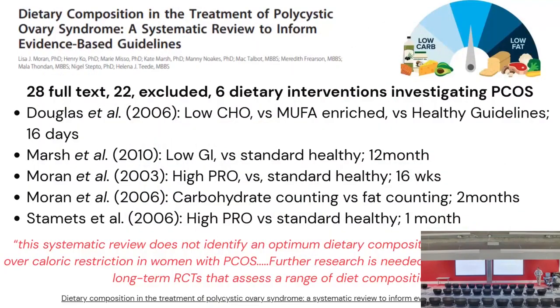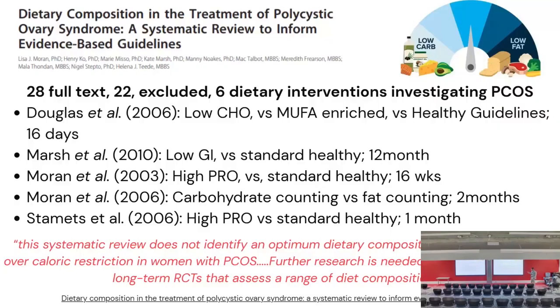What happens when you change the composition of the diet? Again, this study here, reflective of the area. It's a meta-analysis, a rather systematic review. 28 full-text articles have been found. 6 were only considered good enough randomized controlled trials looking at PCOS. And you can see in this study, they've looked at various different diets. Low carb versus high fat. High MUFA versus high saturated fat. Healthy guidelines versus calorie counting.